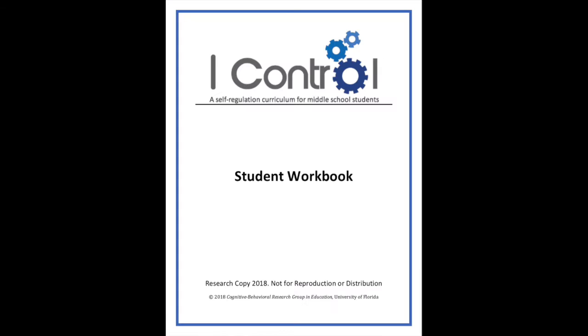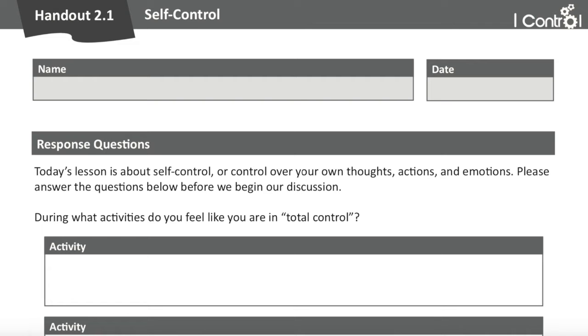As part of the iControl lessons, you have a student workbook that consists of 3 sections: handouts, content questions, and the brain training lab. Handouts include activities you will complete during the iControl lessons. They are labeled on the top according to the lesson and handout number. For example, the first handout in Lesson 2 will be 2.1. Also notice that every handout has a space for your name and the date.